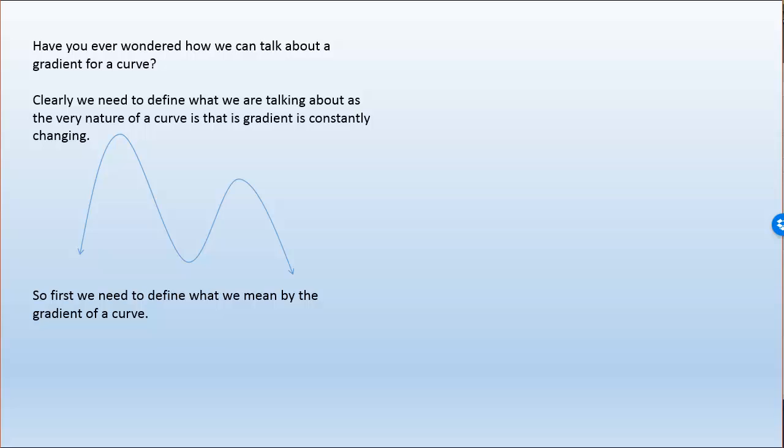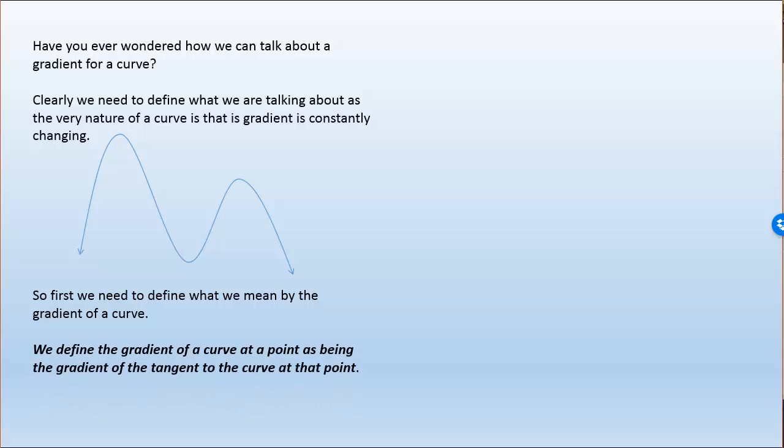So first we need to define what we mean by the gradient of a curve. We define the gradient of a curve at a point as being the gradient of the tangent to the curve at that point. A tangent is a line that just touches a curve. So at this point this line just touches the curve. If we can work out the gradient of this line, then what we've defined is that's the gradient of the curve at that point.